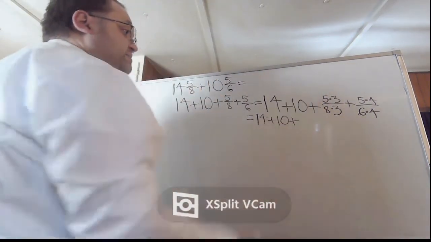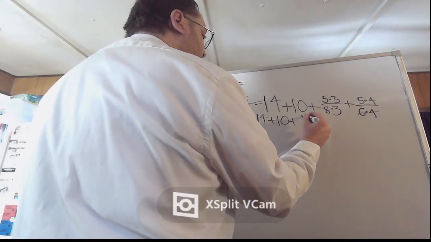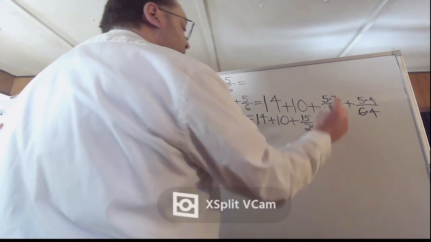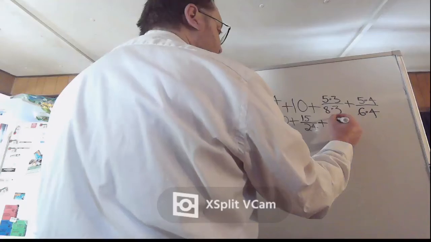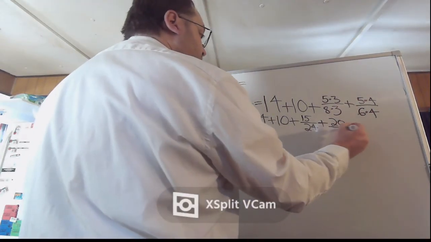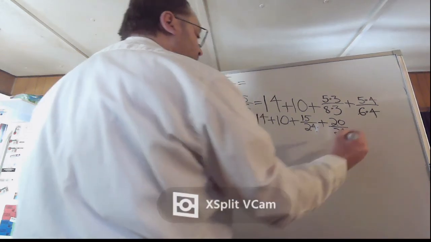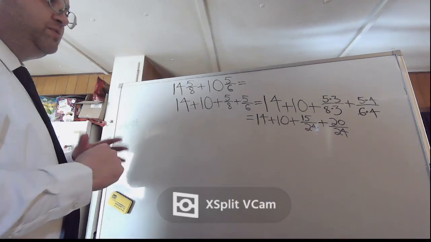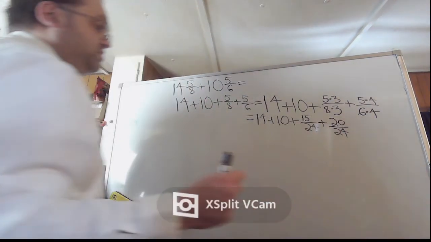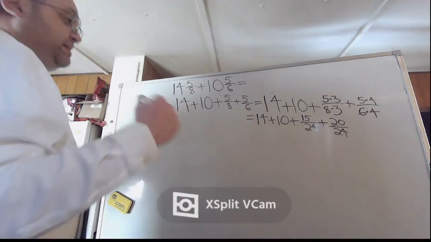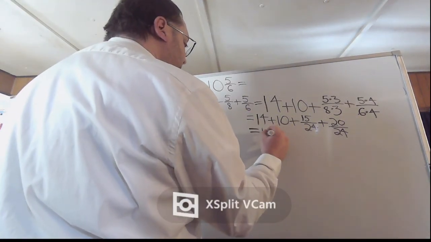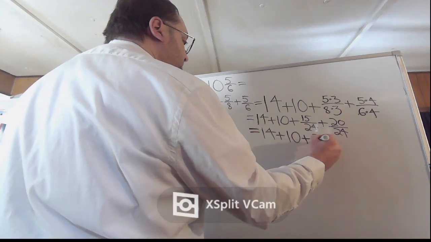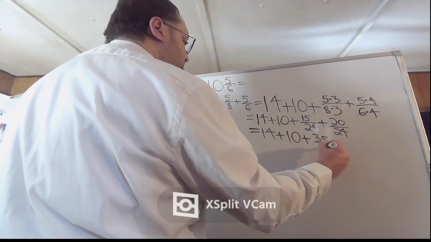Alright, so what is 5 times 3? That's 15. 8 times 3 is 24. So you have 15 24ths plus, what is 5 times 4? Well, that's 20. 6 times 4 is 24. Alright, so you'll have 14 plus 10 plus 15 24ths plus 20 24ths. We can at least add the fractions now, seeing as we have the same denominator. So that's going to give you 14 plus 10. So 15 plus 20 is 35. You'll have 35 24ths.